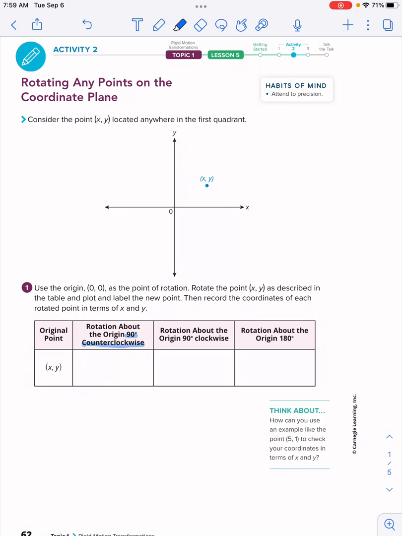So we have the rule for that. If you rotate it 90 degrees counterclockwise, so just a review from last week, you're going to get a point that's somewhere over here in the second quadrant. That point is, we'll write it here and then we'll write it in the table as well. It looks like this: negative y comma x. So let's write that in here.